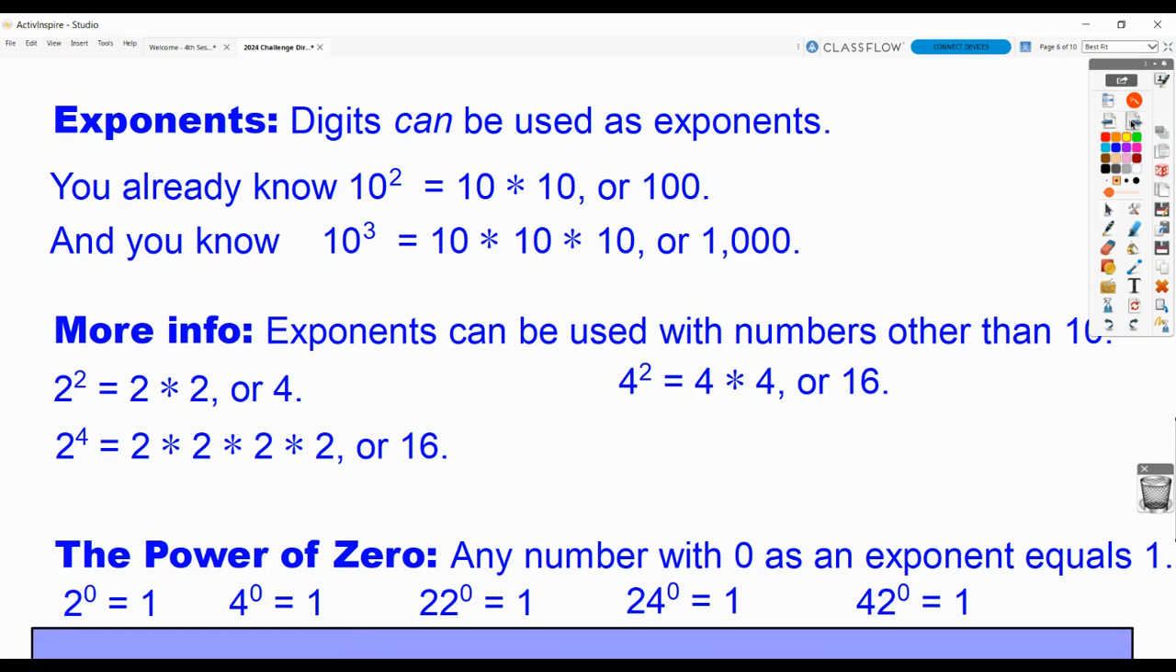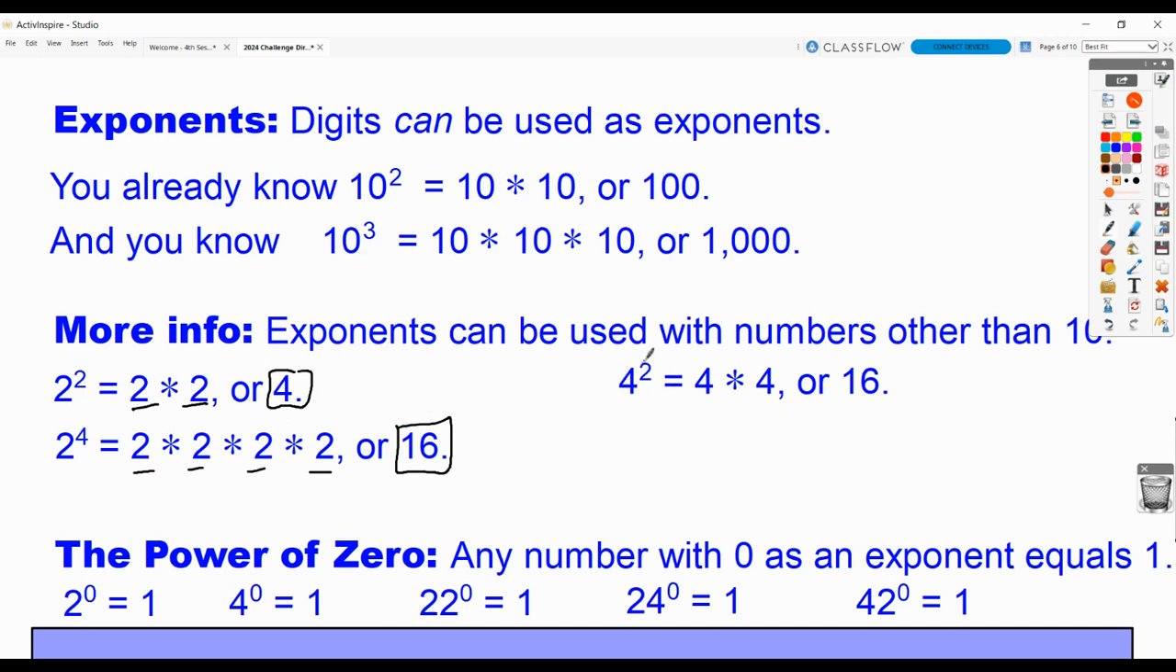And the last little bit is about exponents. You probably already know that 10 to the second power is 10 times 10, which is worth 100, or 10 to the third power is 10 times 10 times 10, or 1,000. Well, you can actually use exponents with other numbers besides 10. That's probably new information for some fifth graders. For example, I might use the 2's to say 2 to the second power. That means 2 times 2. That gives me a value of 4. I could say 2 to the fourth power. That means 2 times 2 times 2 times 2, or 16.